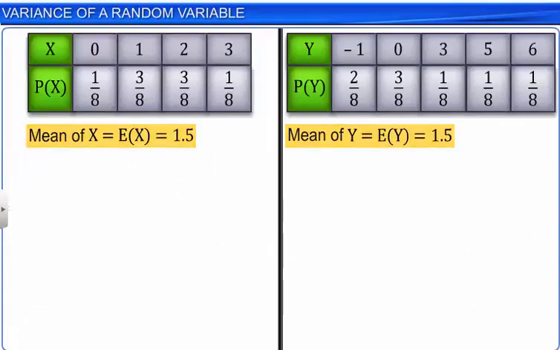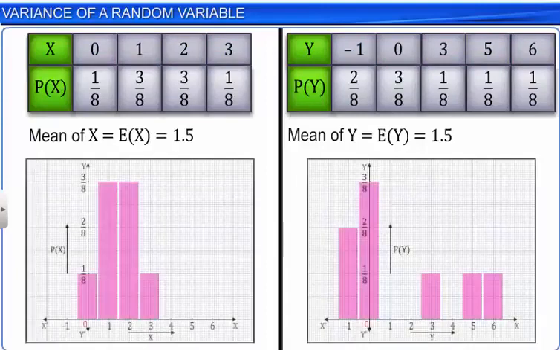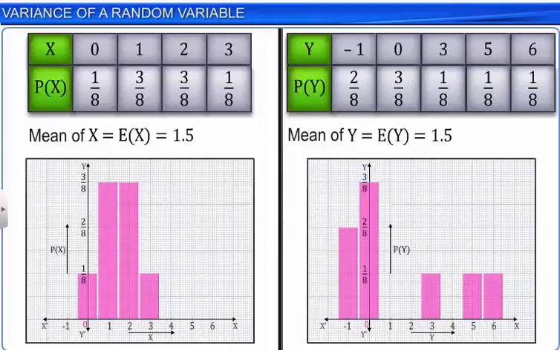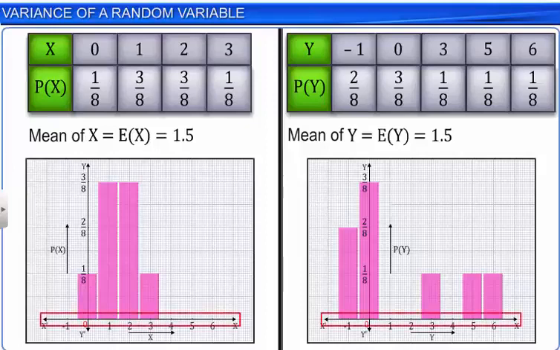However, it does not give us any information about the variability in the values of the random variables. To understand the variability in the variables, let's draw two graphs using the distributions by taking the values of the random variables along the x-axis and their probability along the y-axis. From the figures, it is clear that the spread or scatter of the values of x is uniform, while the spreading among the values of y is not uniform.